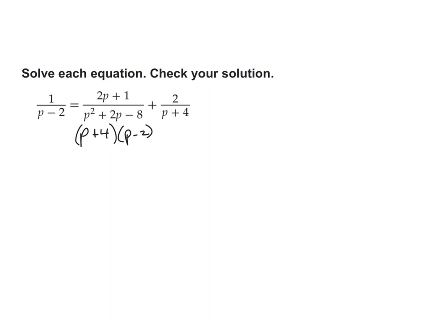What is the lowest common denominator here? P minus 2. Okay, so if there's one P plus 4, and over here there's one P plus 4, so my common denominator has to have one P plus 4. That covers this one, and it covers this one. It also has one P minus 2, and over here it has one P minus 2. So having one P minus 2 in my common denominator covers this one, and it also covers this one. So what's my lowest common denominator? P plus 4, P minus 2.